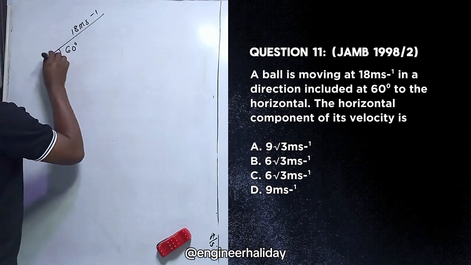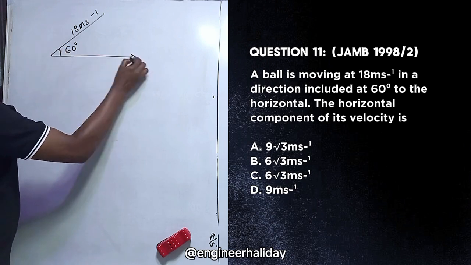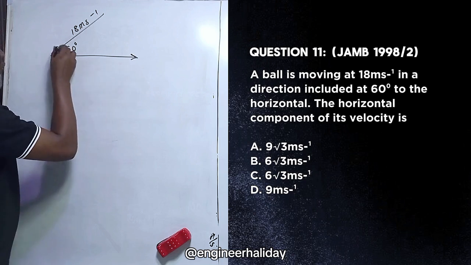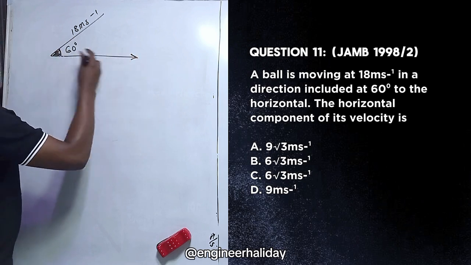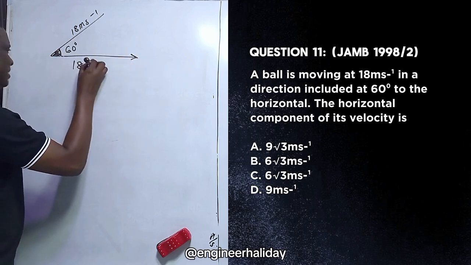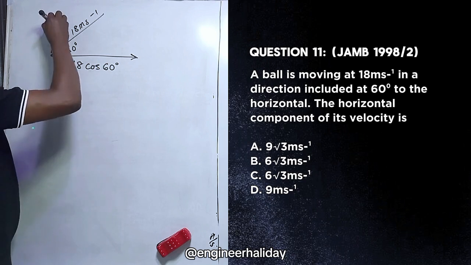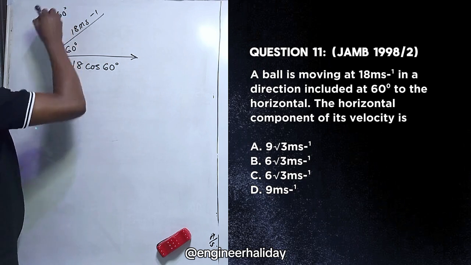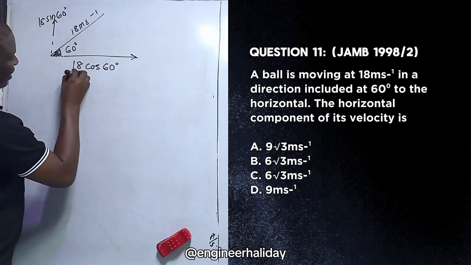To calculate the horizontal component, along this direction, because the angle is lying on this axis, it will be cos. So it will be 18 cos 60 degrees. The vertical component will be 18 sine 60 degrees, but we are not asked that. So this one will now be what?